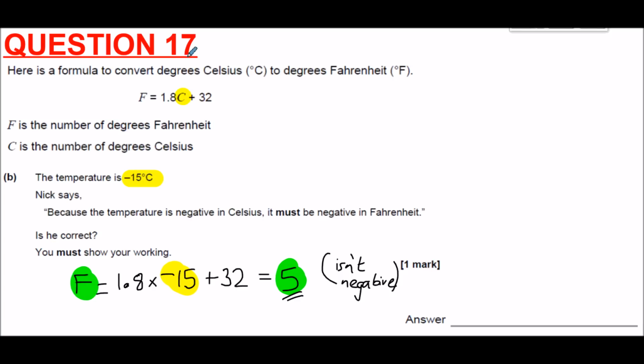And so, basically, Nick is wrong. Is he correct? No. But you need to show a calculation or working to prove it. And the easiest way of proving it is just to substitute in C equals minus 15 degrees Celsius.